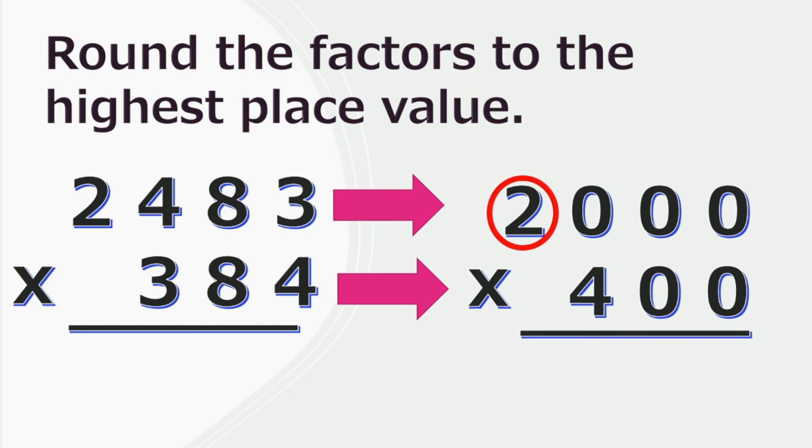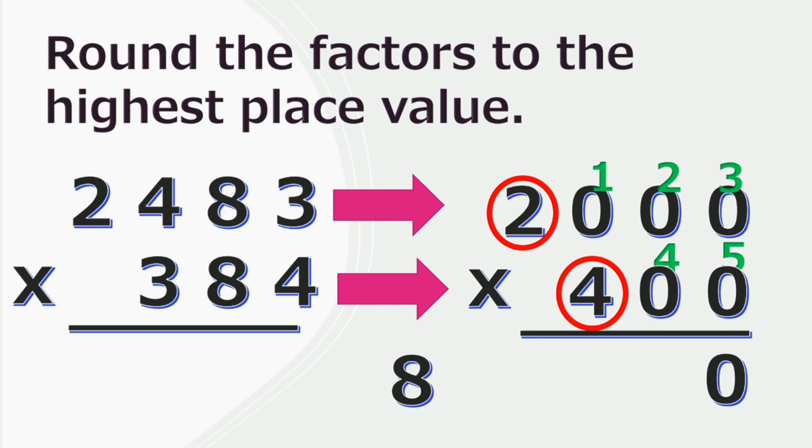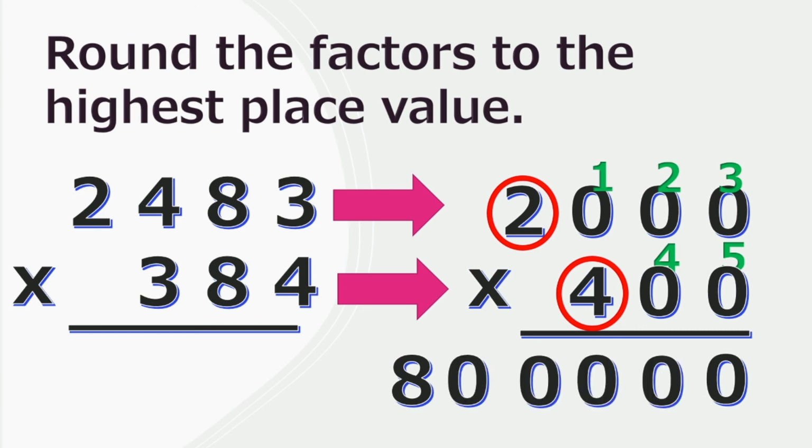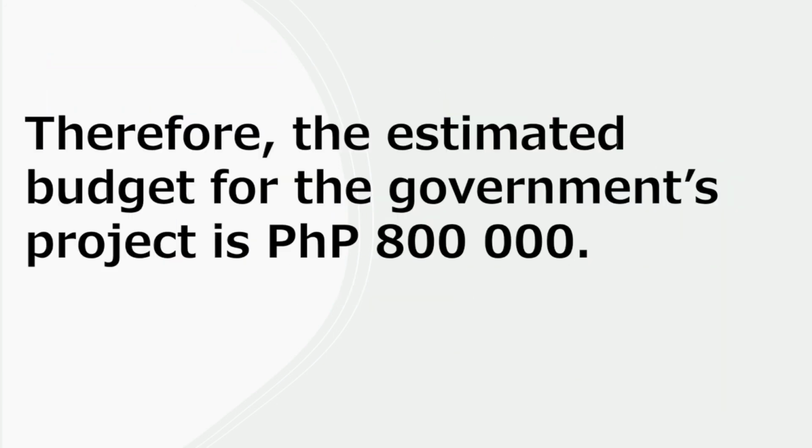Then just multiply 2 and 4. So 2 times 4 is 8. Then count the number of zeros. 1, 2, 3, 4, 5. So you will add 5 zeros to 8. Therefore, the estimated budget for the government's project is 800,000 pesos.